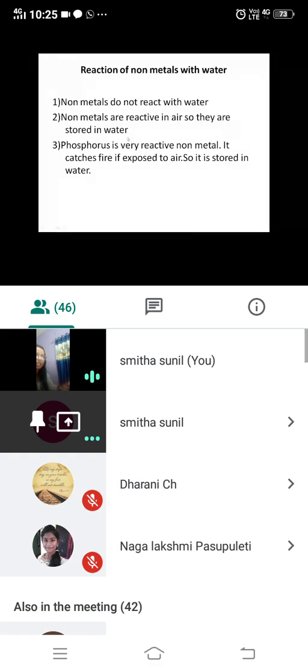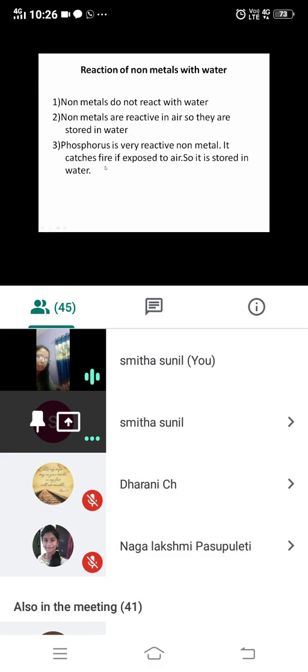Phosphorus is a very reactive non-metal. Like sodium, phosphorus also cannot be kept in air. It catches fire if exposed to air. So how is it stored? It is stored in water. Phosphorus is a very reactive non-metal which will react with air, but it will not react with water. So phosphorus is stored in water.